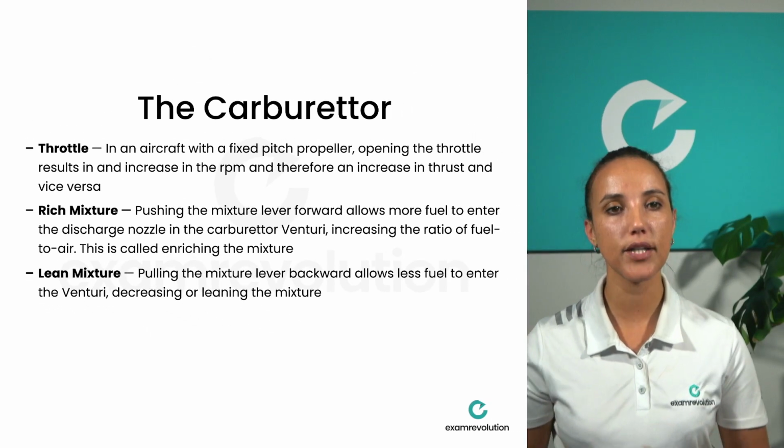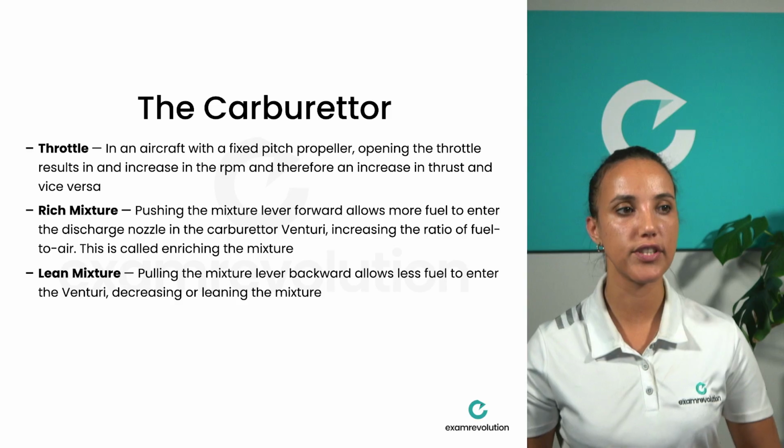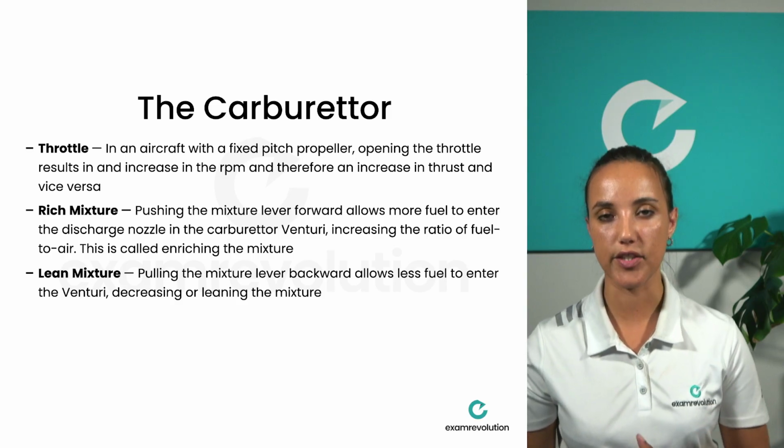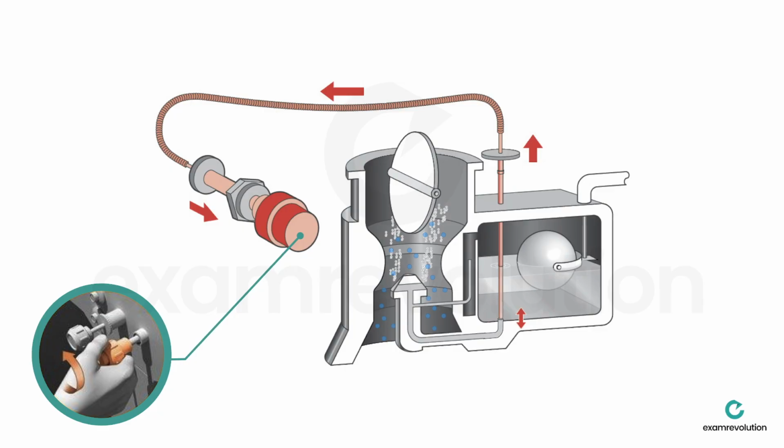Pulling the mixture lever backwards allows less fuel to enter the venturi, decreasing or leaning the mixture. So now if we look at our float chamber, you can see that that needle valve is much lower, decreasing the amount of fuel going to the discharge nozzle. In this example, with this type of mixture lever, you can simply turn it to fine tune decreasing the mixture, or you can simply pull it out as well.